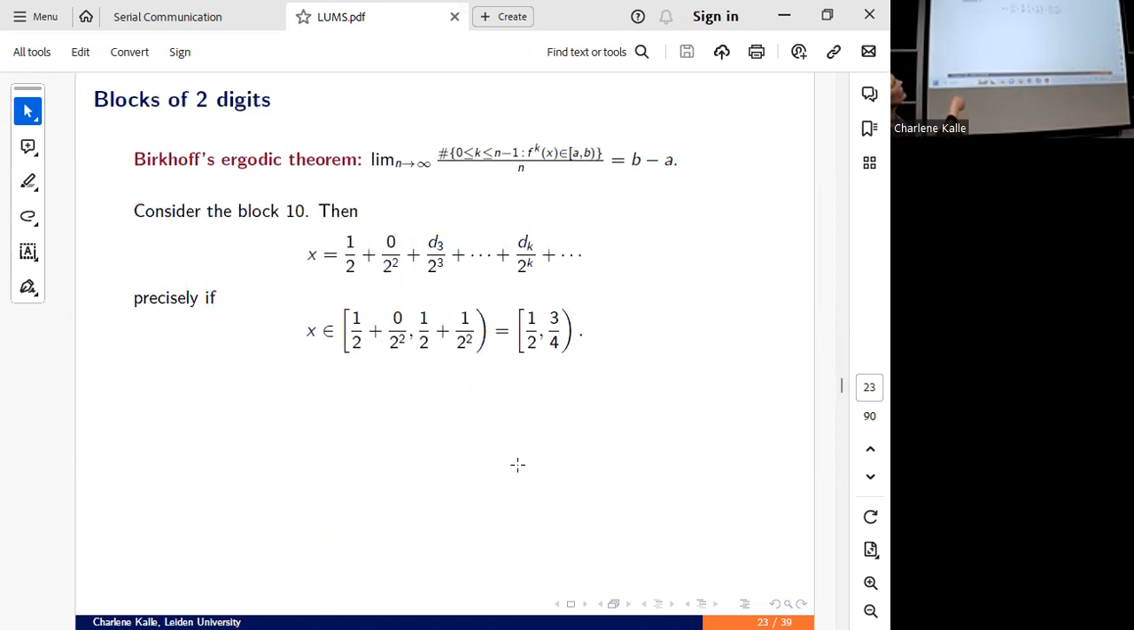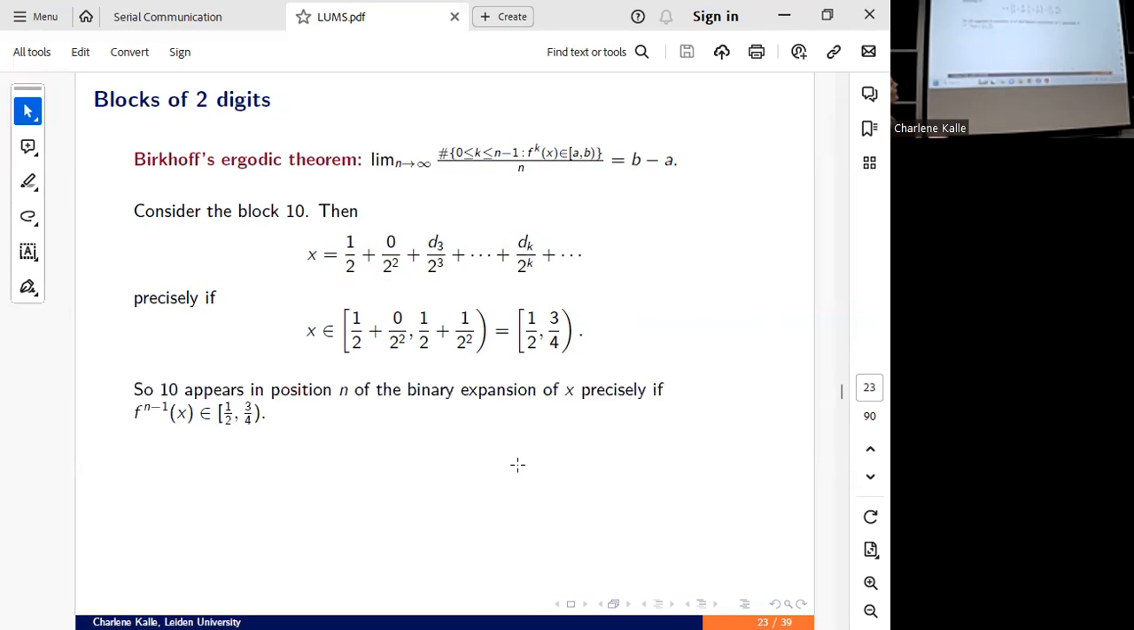So take for example the block 1, 0. So then we know that x starts with 1, 0 if it looks like this. So it's a half plus 0 over 4, and then some bunch of other digits we don't know. So this actually means that x lies in the interval from a half to 3 over 4. Right? So x starts with the block 1, 0 if and only if it lies here. Well, you can debate about this endpoint here, but let's forget about that for a second.